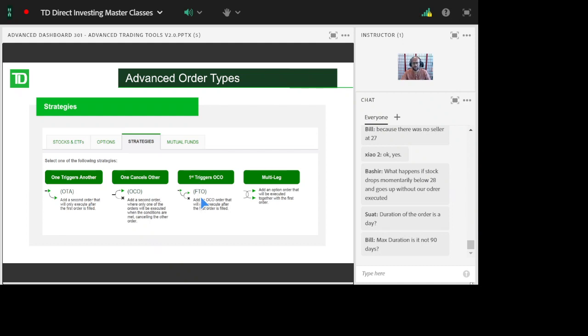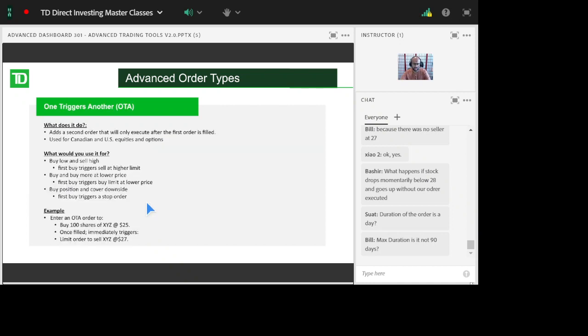Multi-leg has to do with options, so I'm not going to go into that in this session. So OTA, OCO, and FTO are the orders we're going to look at. Now, these orders, by the way, this screenshot we've taken is from WebBroker. You can place these orders on WebBroker, but as I said, I'll show you how you can do these orders on Advanced Dashboard when we get to it. But let's talk about these orders specifically there.